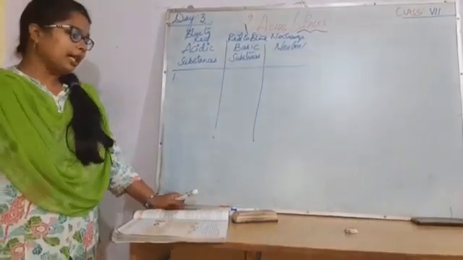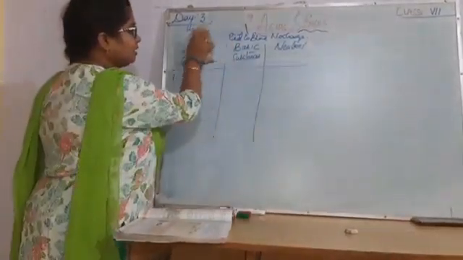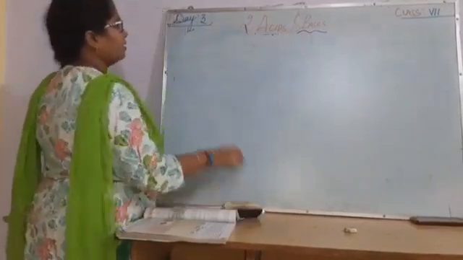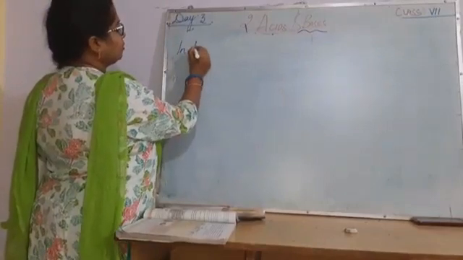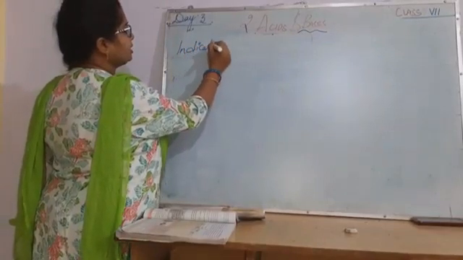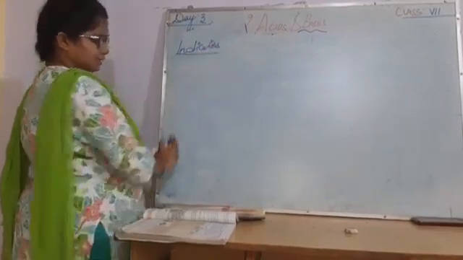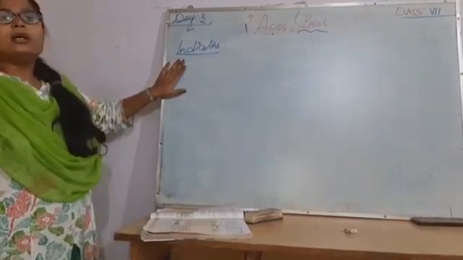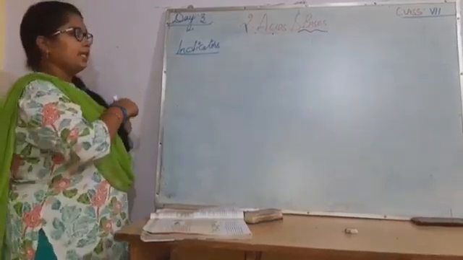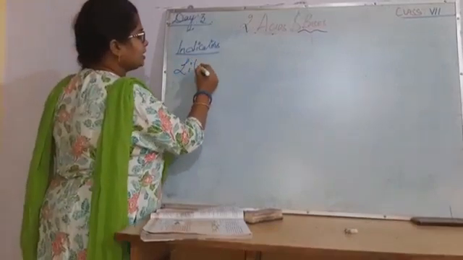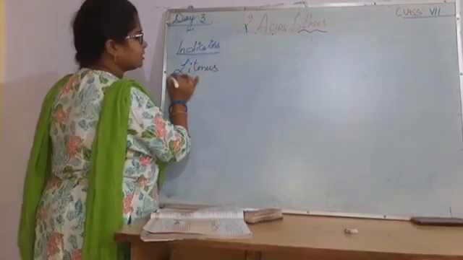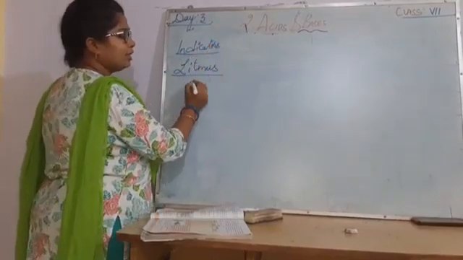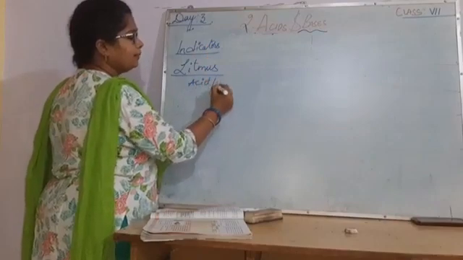And next, what are indicators? Substances which change their color when added to another substance are called indicators. Indicators are like litmus papers. They change their color when some substance is added to them, so they are called indicators. They indicate whether it is an acid or a base.